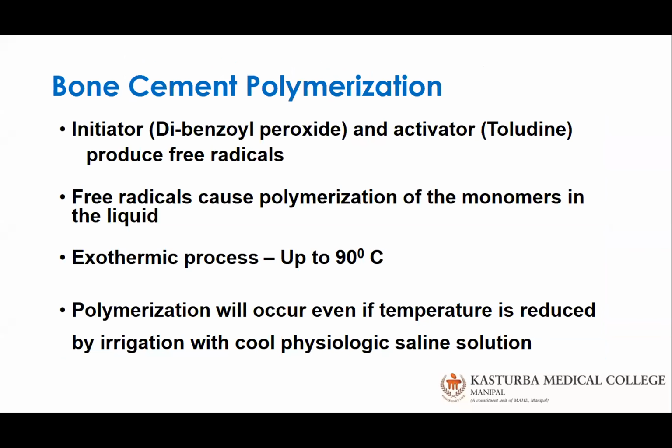The initiator and the activator produce free radicals. These free radicals cause polymerization of the monomer, which is in the liquid. This is an exothermic reaction where the temperature can reach up to 90 degrees. So even if the temperature is reduced by irrigation or putting saline into the system, it will continue to polymerize.